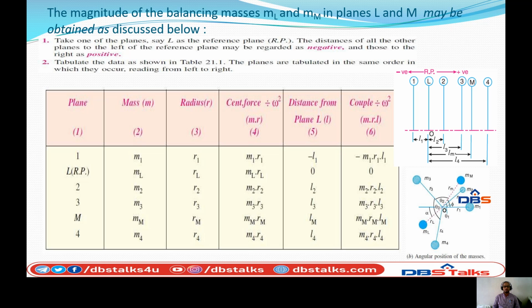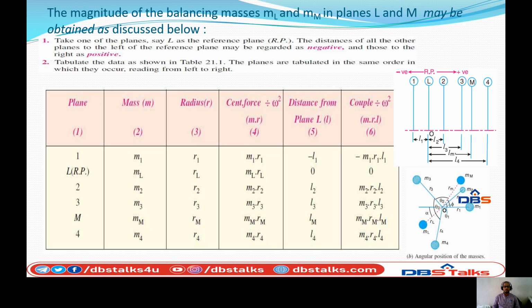So the values are to be chosen, and all these things are to be framed in a tabular column. The tabular column is the same for all the values and for all the problems. So let us note down the table: plane, mass, radius, centrifugal force, distance from the plane L, and couple.